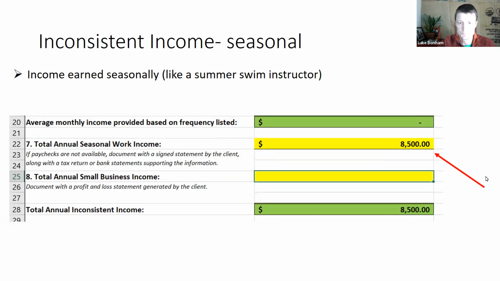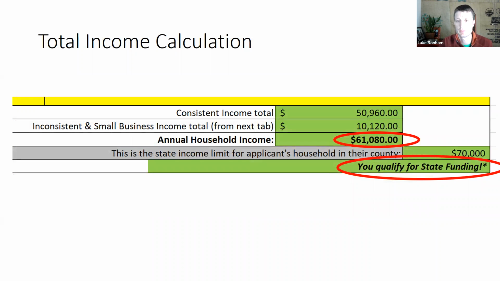For inconsistent income for seasonal work, like a summer swim instructor, you would skip question 5 and 6 and just use field 7 to record this income as a lump sum for the year. When all sources of income have been recorded, you will come back to the consistent income tab for a grand total calculation at the bottom. You can see here this applicant had 50,960 in consistent income, 10,120 in inconsistent income, for a grand total of $61,080. Based on their county and household size, they income qualify for the IDA.